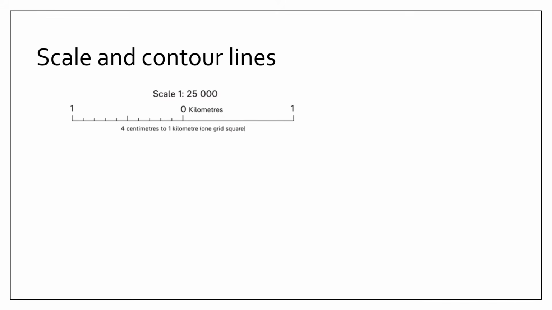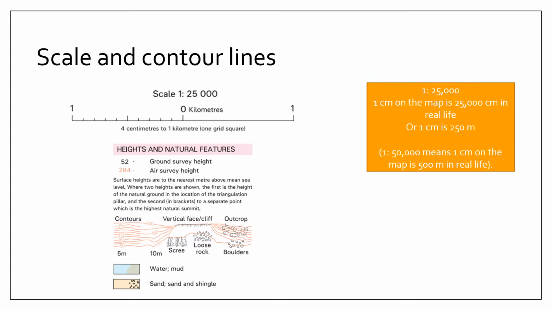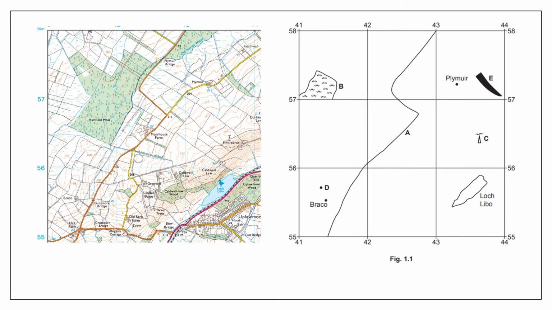The second thing I want you to do is identify the scale and the contour line interval. Here you can see that the scale is 1 to 25,000, which means that 1 centimetre on the map is 25,000 centimetres in real life, or 1 centimetre on the map is 250 metres in real life. Another common scale is 1 to 50,000, which means that 1 centimetre on the map is 500 metres in real life.